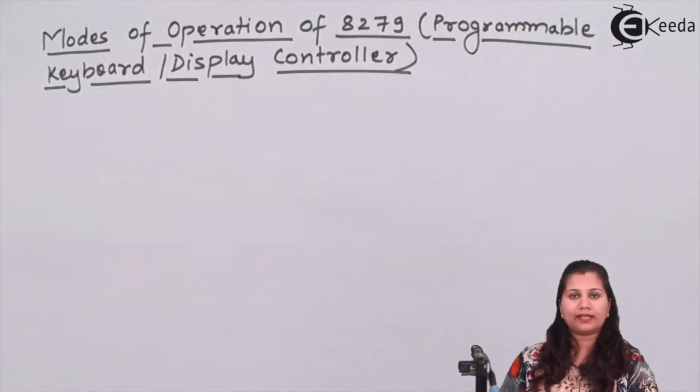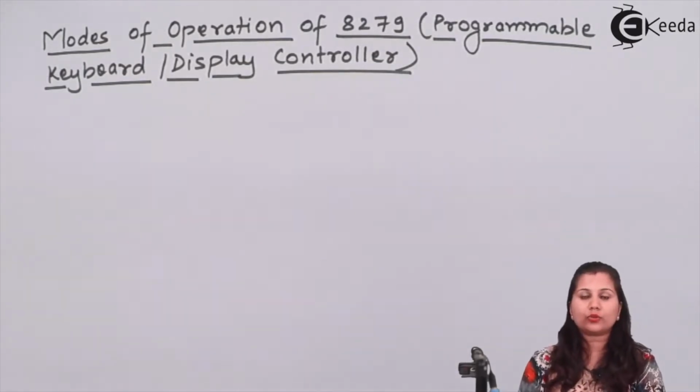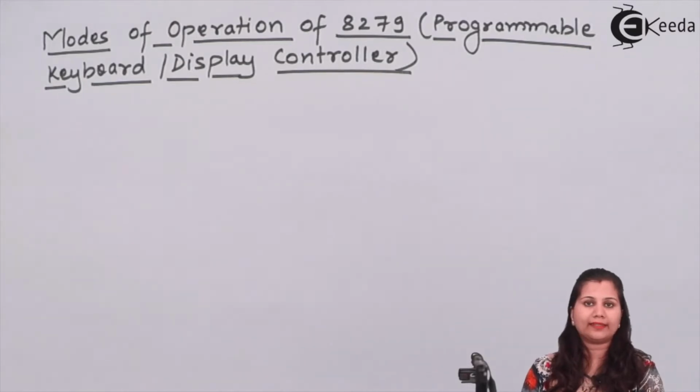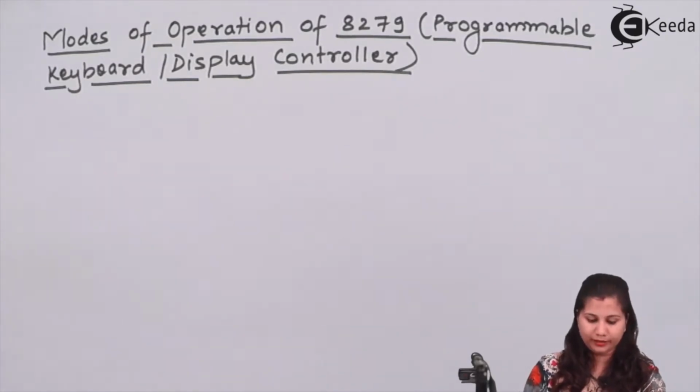This 8279 programmable keyboard display controller is used to interface the keyboard and the display devices with the central processing unit or the microprocessor-based systems like 8085, 8086 or 8088. So we can say that this 8279 acts as an interfacing unit between the keyboard and the display devices and the CPU or the processor.